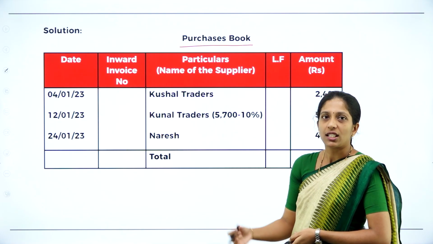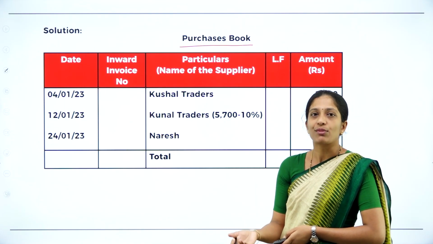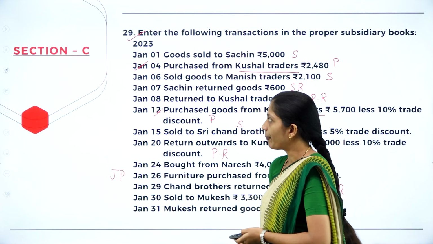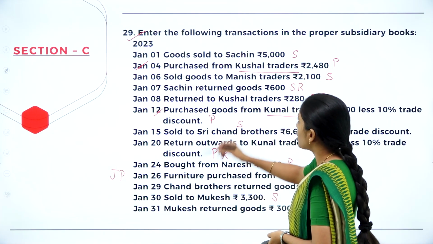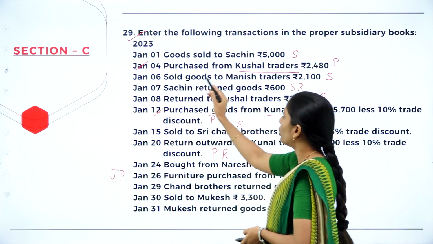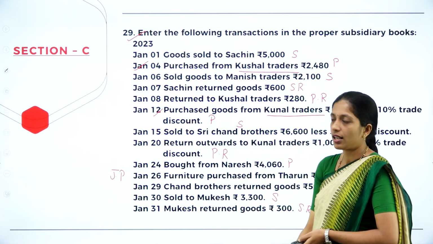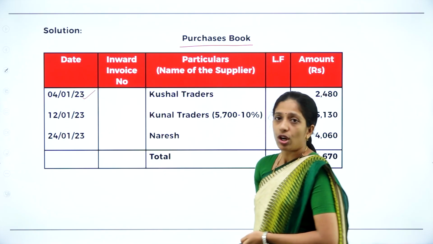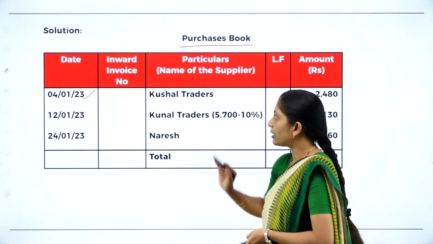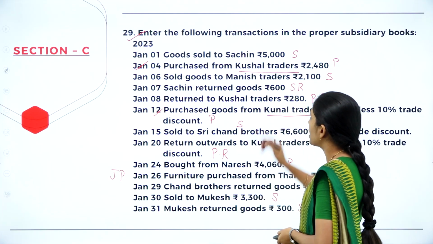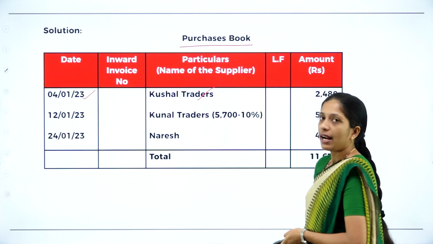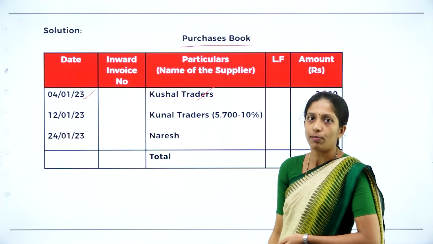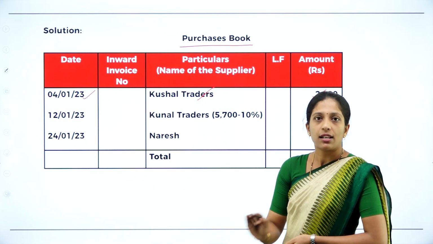Now let us see which are the transactions to be recorded. It becomes easy for us to record here because already we have identified. Now see here, the first transaction to be recorded is January 4th, purchase from Kushal Traders. So you'll write the date, January 4th, 2023. They have not given inward invoice number, so let it be blank. And the name of the supplier is Kushal Traders. And the amount is 2,480. If there is trade discount, you have to minus. Here in this transaction, there is no trade discount.